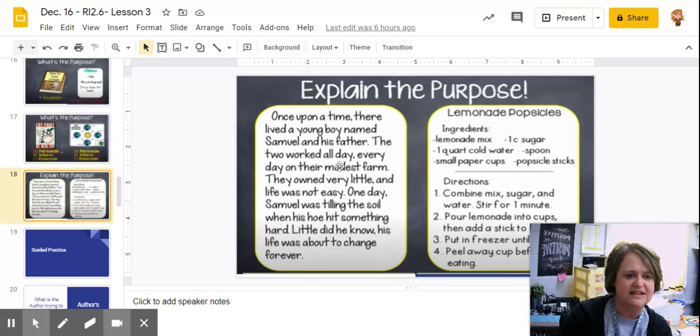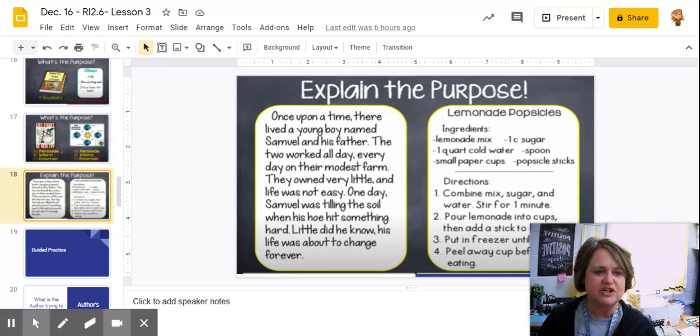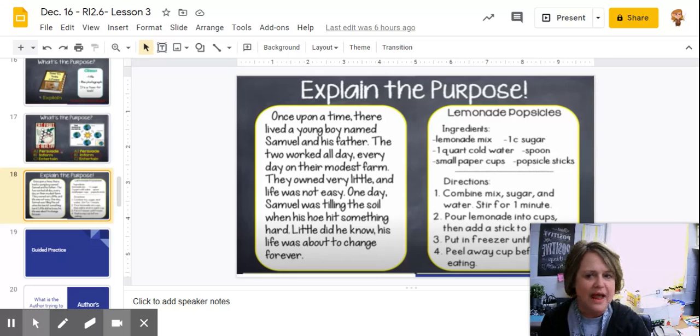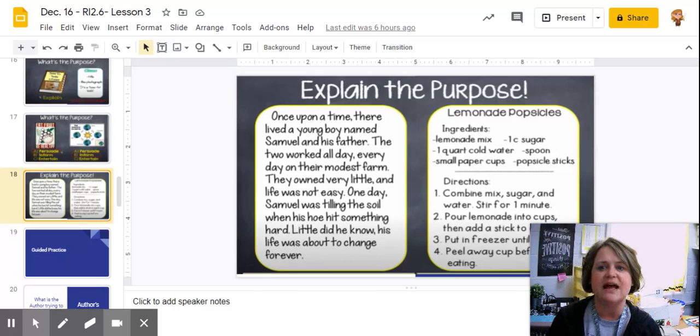So today, I want us to look just at two things. I'm going to read these two pieces of information to you to see, what is it? Is the purpose to entertain me? Is it to persuade me? Is it to inform me? Let's see.